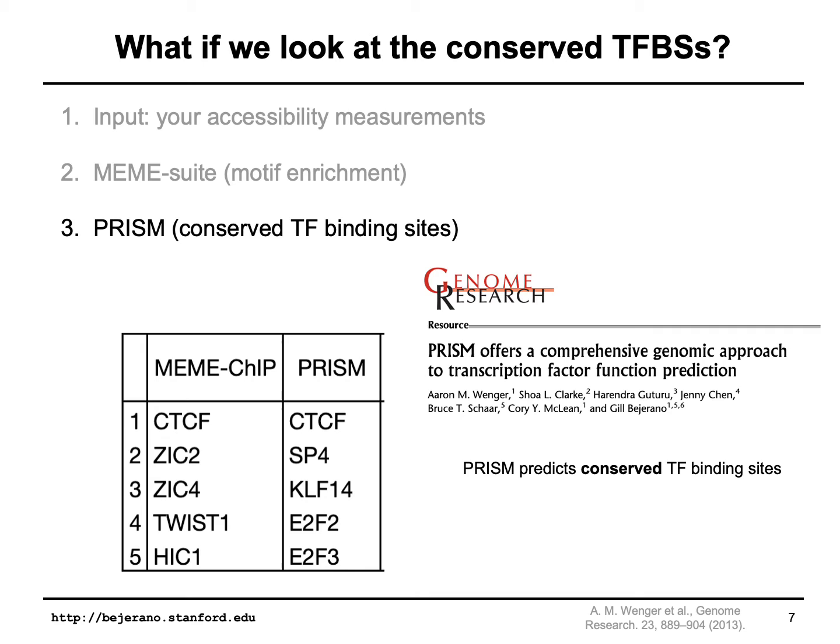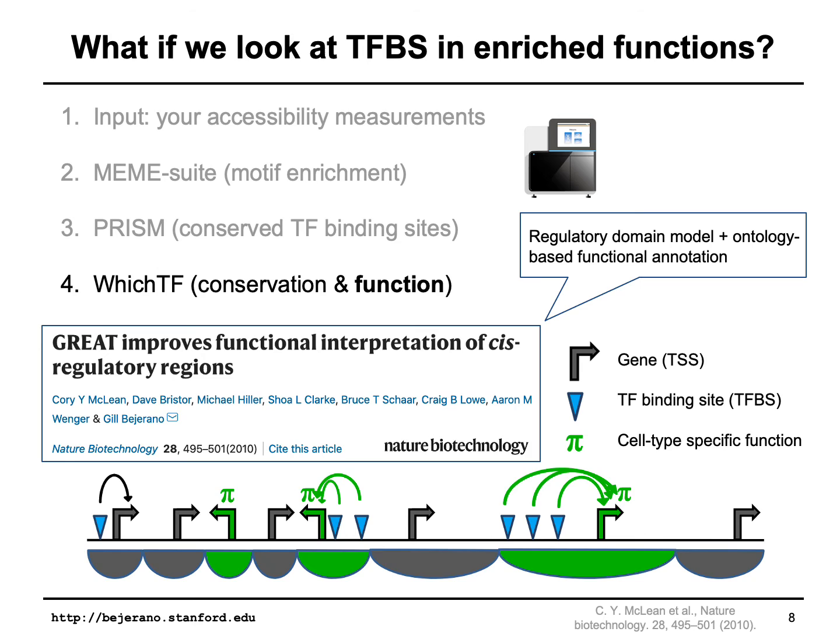Next, we considered applying enrichment analysis using predicted TF binding sites in conserved regions. To that end, we applied PRISM, an algorithm previously developed by the lab, and performed the enrichment. Again, CTCF and other housekeeping processes dominated the top hits. What if we look at the accessible TF binding sites present in the enriched function?